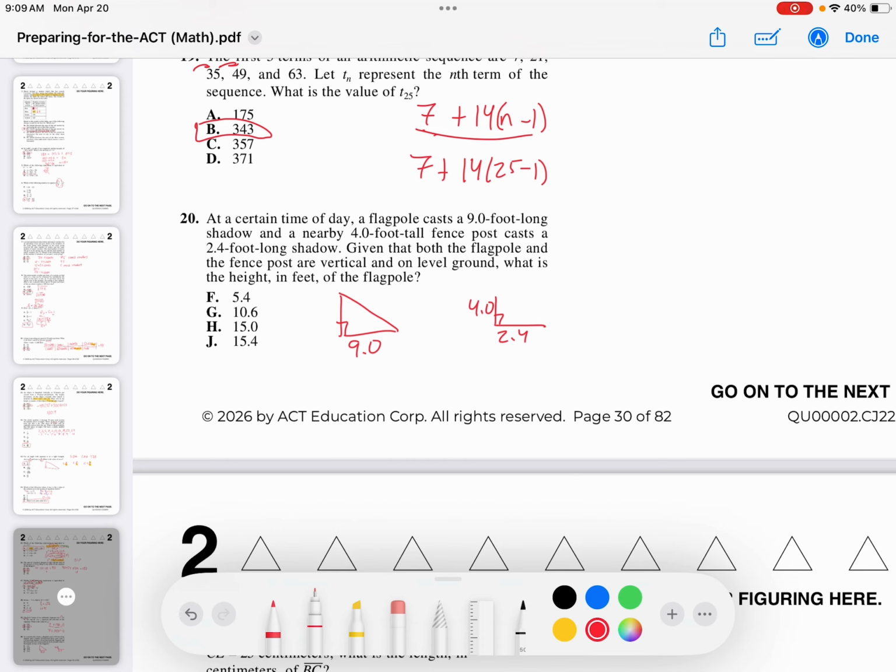So then, let's see. We should be able to solve this with a proportion. 9 to 2.4 would be x to 4.0. So then multiply 9 times 4 is 36, equals 2.4 times x, divided by 2.4, and 36 divided by 2.4 is 15. So H should be the correct answer there.